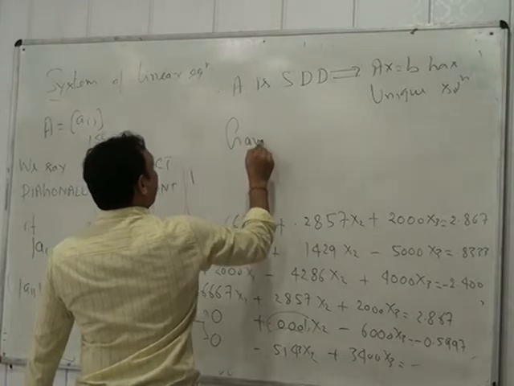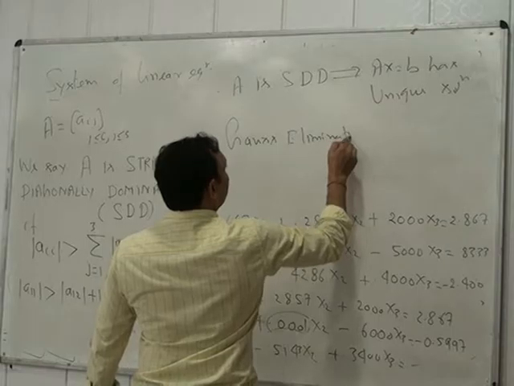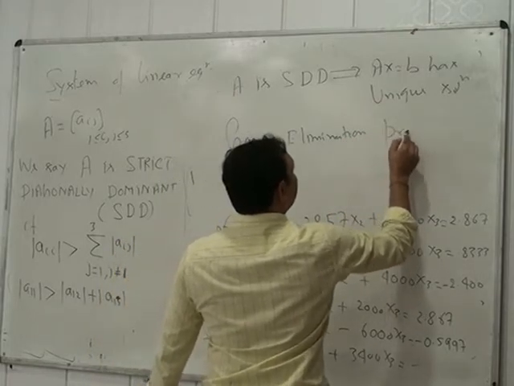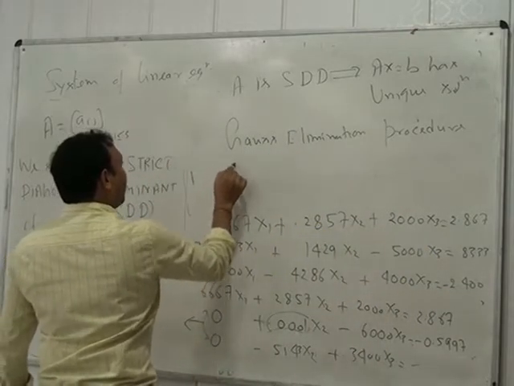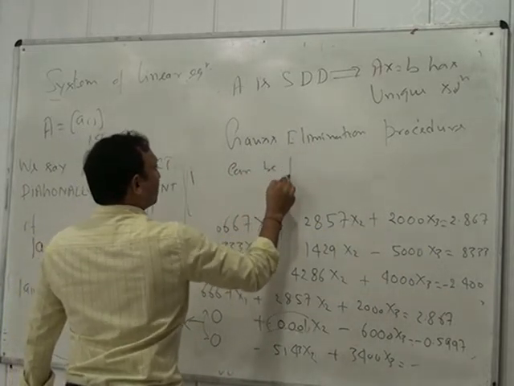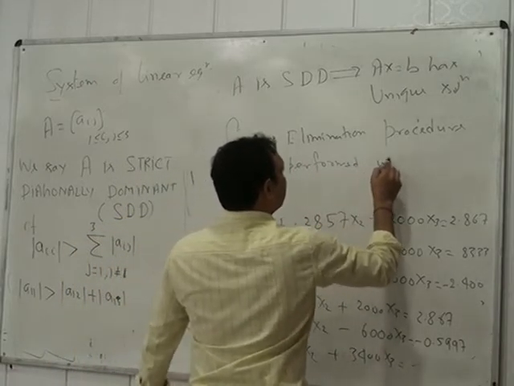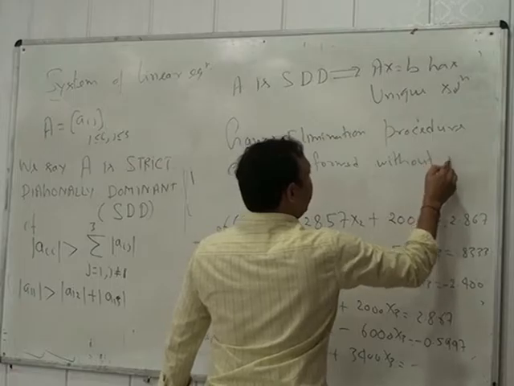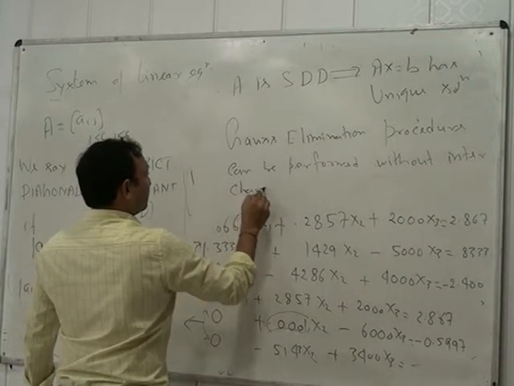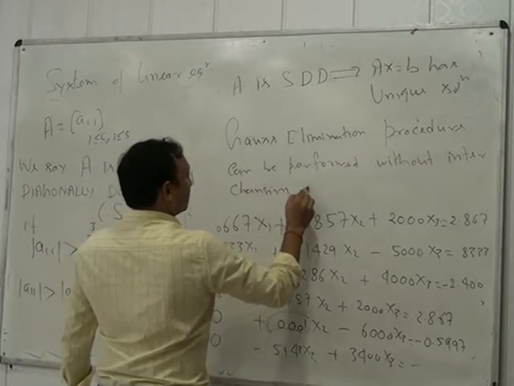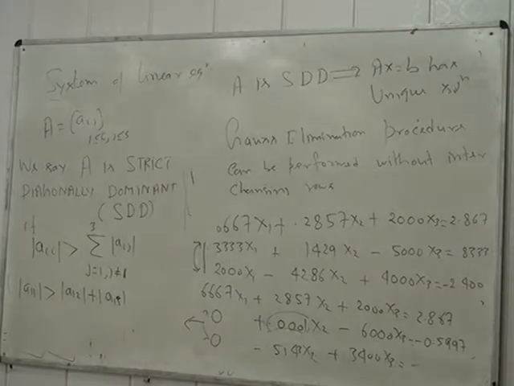Gauss elimination procedure can be performed without interchanging rows. Directly you can perform it. You don't have to interchange a row.